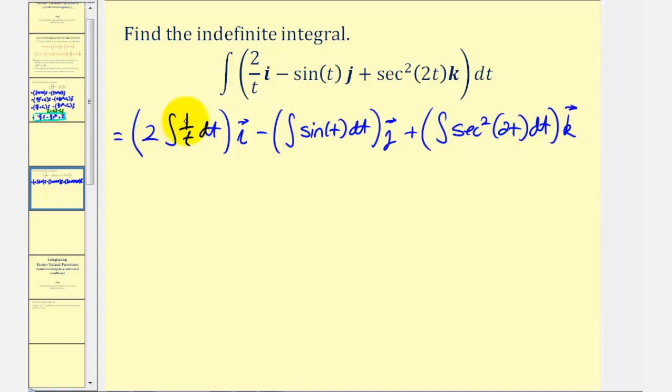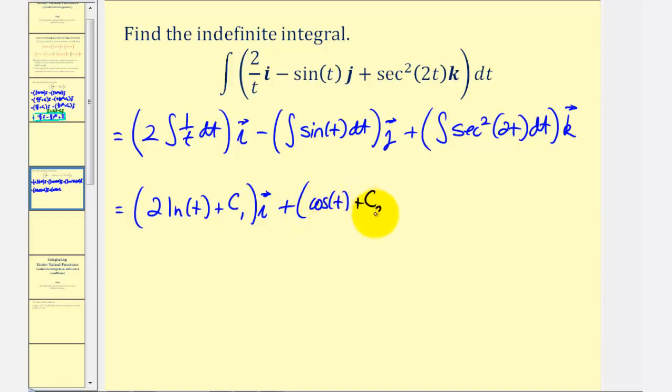Well, the integral of 1 divided by t with respect to t would be natural log t. So here we have 2 natural log t plus c sub 1 i. The integral of sine t is negative cosine t. So because of this minus, we'll have plus cosine t plus c sub 2 j.